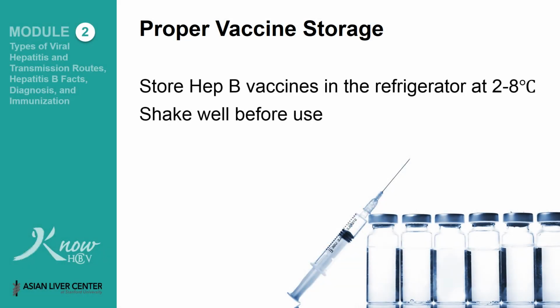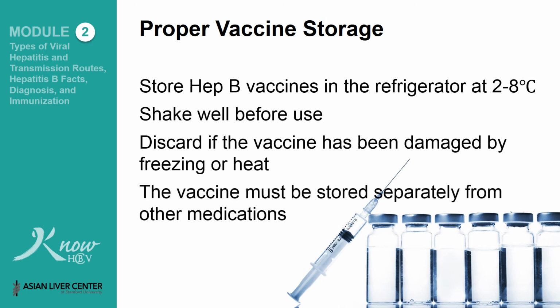So far, we emphasize the importance of getting vaccinated against hepatitis B, but it is equally important to store and administer the hepatitis B vaccine correctly. The hepatitis B vaccine should be stored in a refrigerator at 2 to 8 degrees Celsius and separate from other medications. Check the vaccine vial monitor (VVM) on the vaccine vial to make sure it has not been damaged by freezing or heat. Before you load the syringe, make sure you shake the vaccine vial. If the vaccine layers do not mix, it should be discarded.